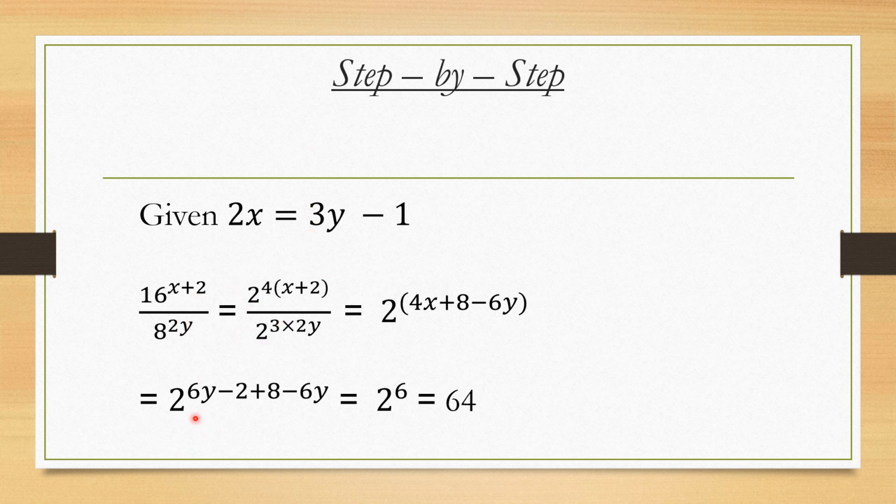Now we get as an answer 2 to the power of 6y minus 2 plus 8 minus 6y, which gives us, because the y's cancel out, 6. Now 2 to the power of 6 gives us 64.